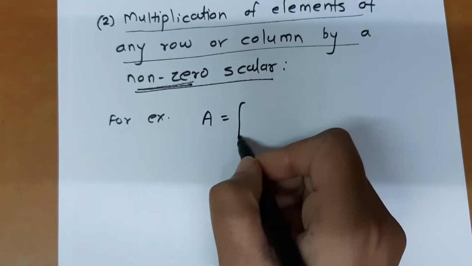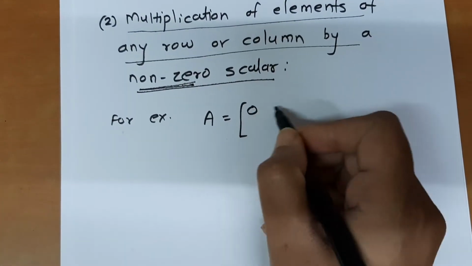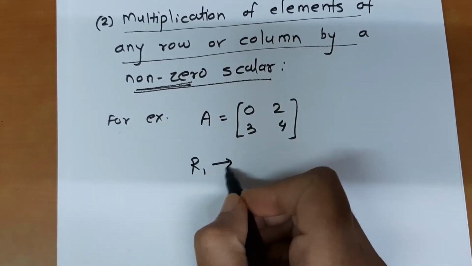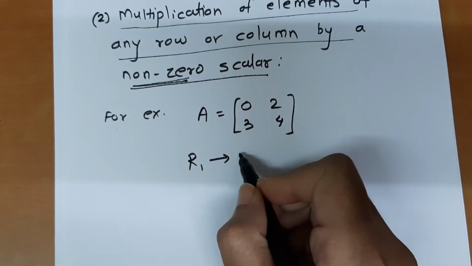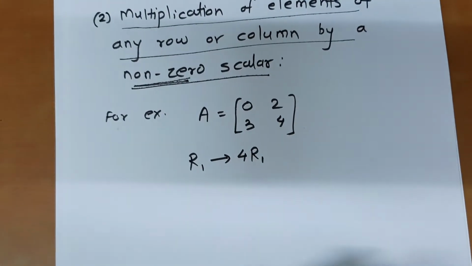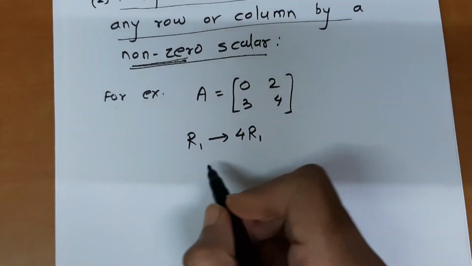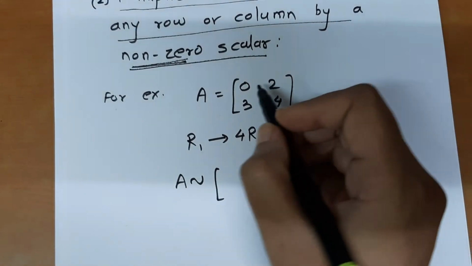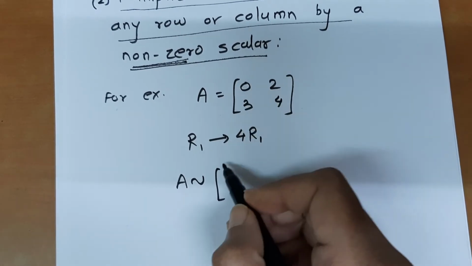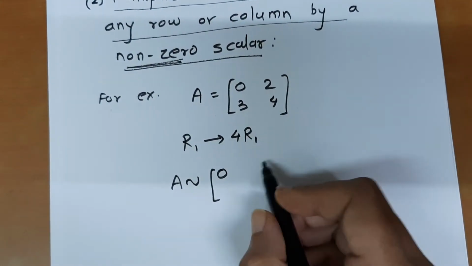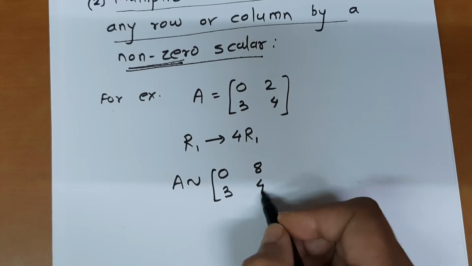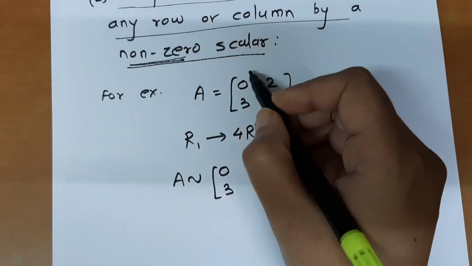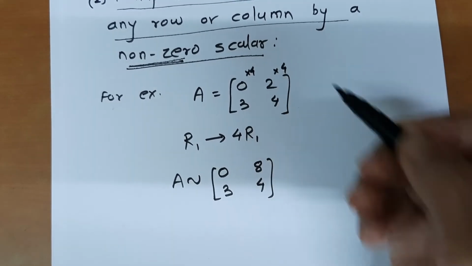If I give one example, [0 2; 3 4], and I write R1 converted to 4R1, it means the first row is multiplied by 4. So I can write 0 into 4 is 0 and 2 into 4 is 8. 3 and 4 will be as it is, because the operation is only on the first row.